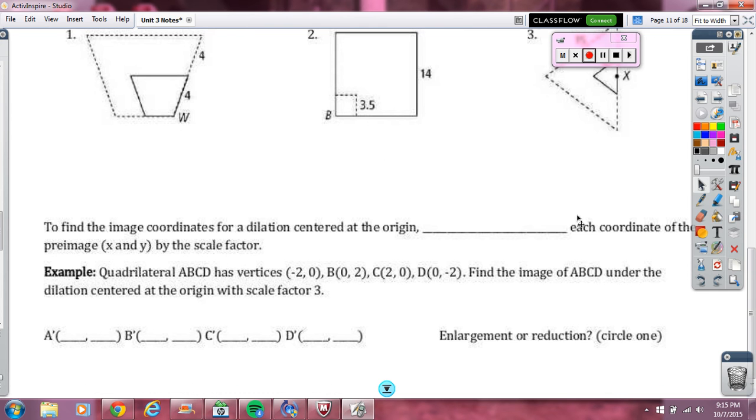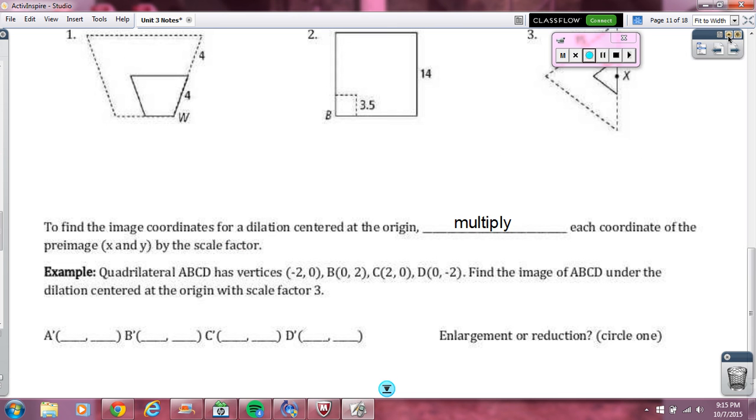And we're going to move on to how we see dilations happening in the coordinate plane, so with x and y coordinates. If you were given a graph and you needed to graph a dilation, then to find the image coordinates for the dilation that's centered at the origin, all you're going to have to do is multiply each of the coordinates by your scale factor. So let's do an example of that right now for our notes.